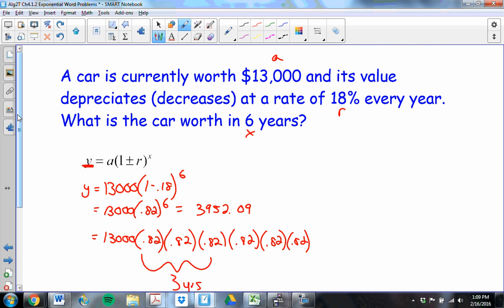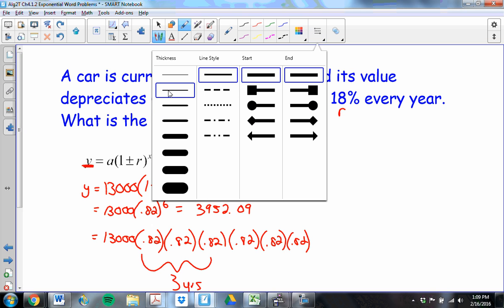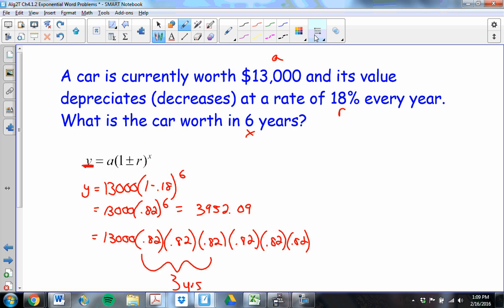And people always say, well, doesn't the value of cars go up? Sometimes. Very, very rare cases where a car is like an antique and collectible and taken really good care of can it go up. But in general, the values of cars depreciates very quickly.